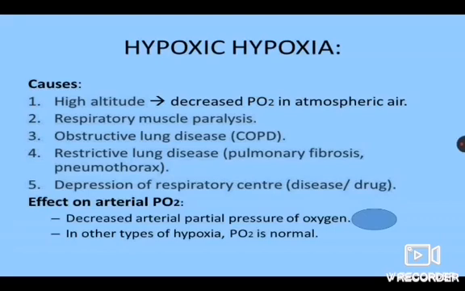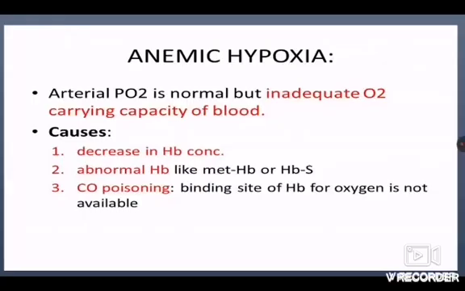What happens in this case of hypoxic hypoxia to the arterial partial pressure of oxygen? The arterial partial pressure of oxygen is reduced in this case, but in other types of hypoxia, the PO2 remains normal. Anemic hypoxia. Arterial partial pressure of oxygen is normal but there is inadequate oxygen carrying capacity of the blood. The arterial PO2 remains normal, but the oxygen carrying capacity of the blood is reduced because of reduced hemoglobin concentration or abnormal types of hemoglobin like methemoglobin or hemoglobin S. Or in case of carbon monoxide poisoning.